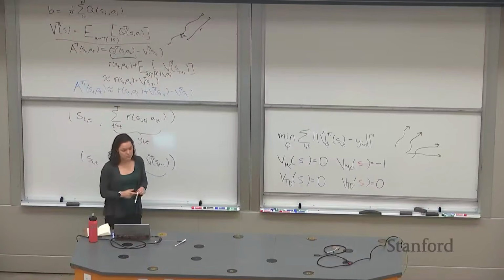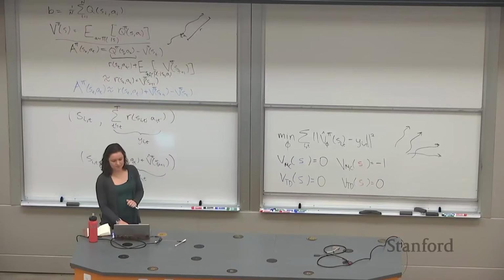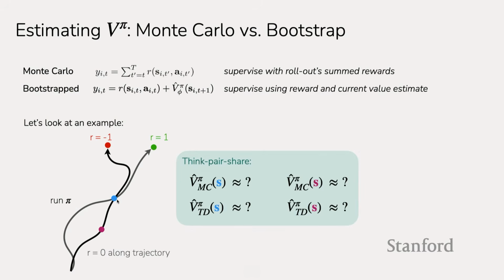And arguably, we get a more accurate estimate from the bootstrap value because it's able to look at its estimate of the value and actually aggregate information across trajectories more effectively.